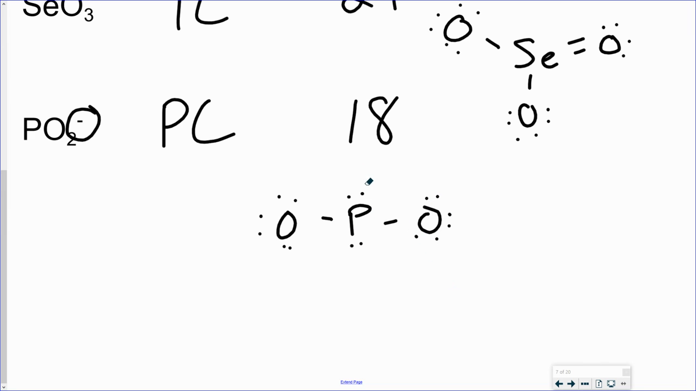We have 2 too many, so we're going to erase 2 off the central, 2 off of one of our attached, and we're going to double attach it. We're going to go back and count 2, 4, 6, 8, 10, 12, 14, 16, 18. That means that we are good. We're going to go ahead and put it in brackets, put the charge, and there we have it.